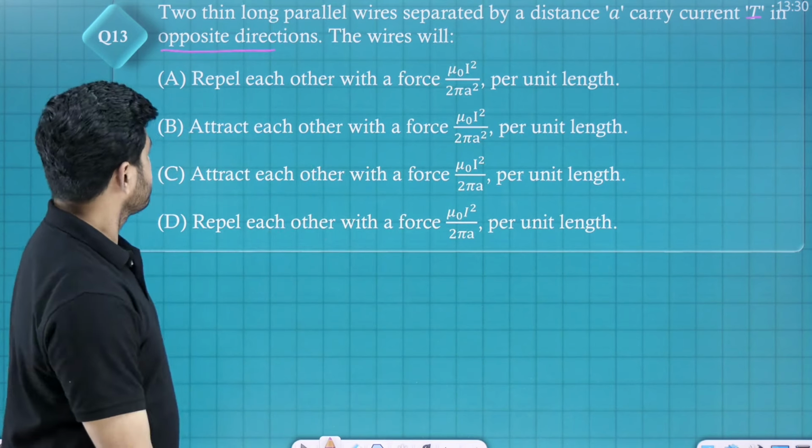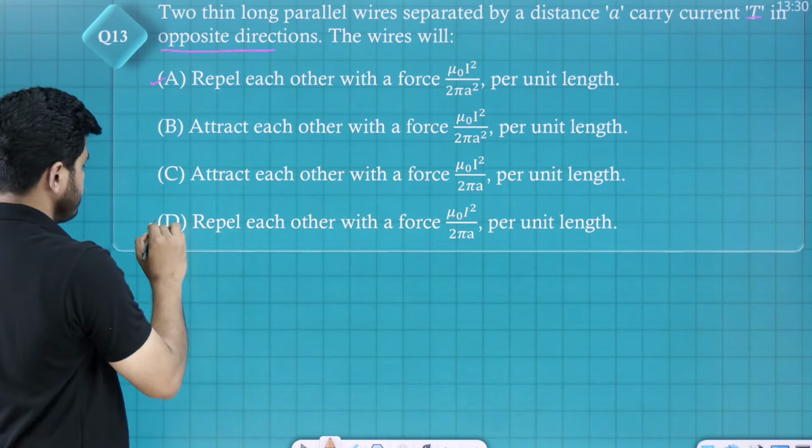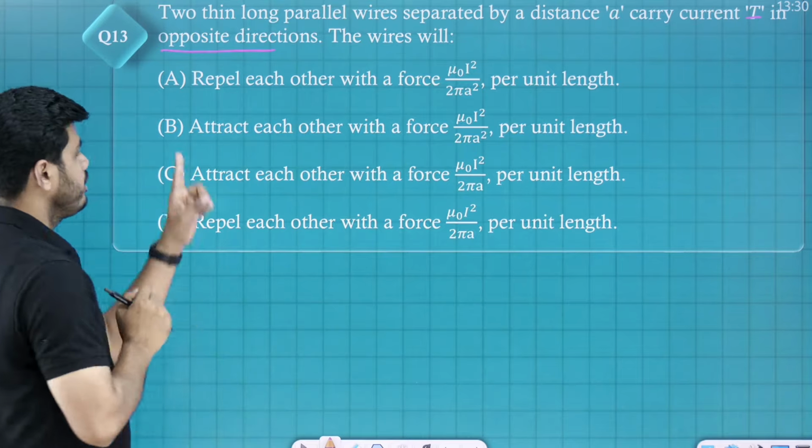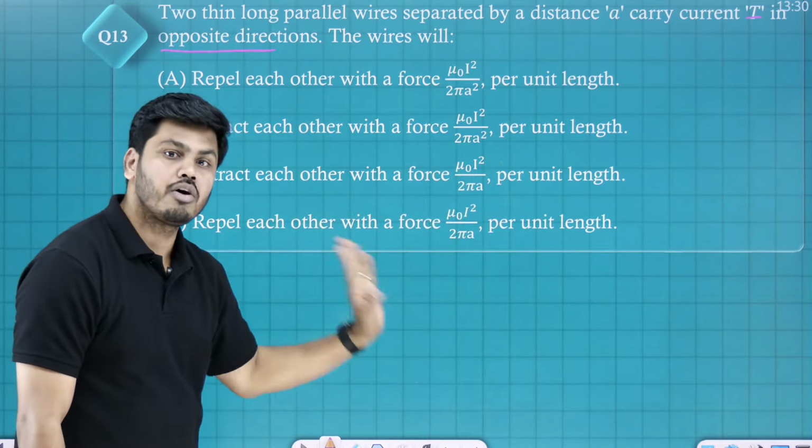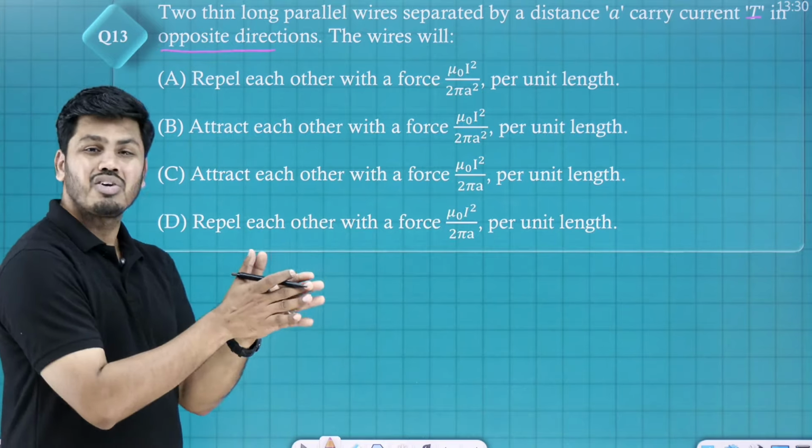So you can just go only for repel options. See, either option A or option D. Option B and C are wrong. We already ruled them out because they cannot attract each other. They will be repelling each other.